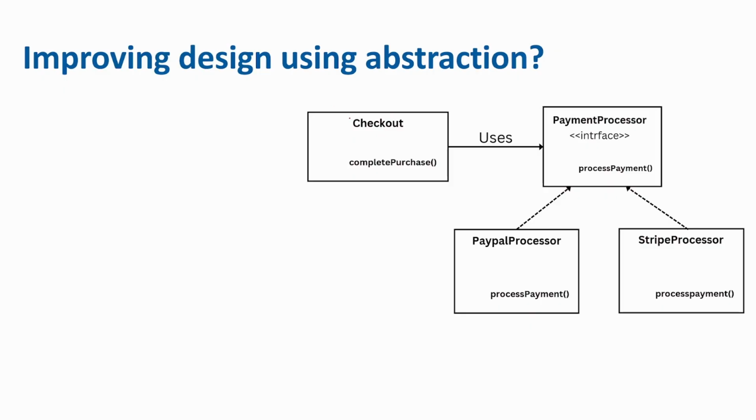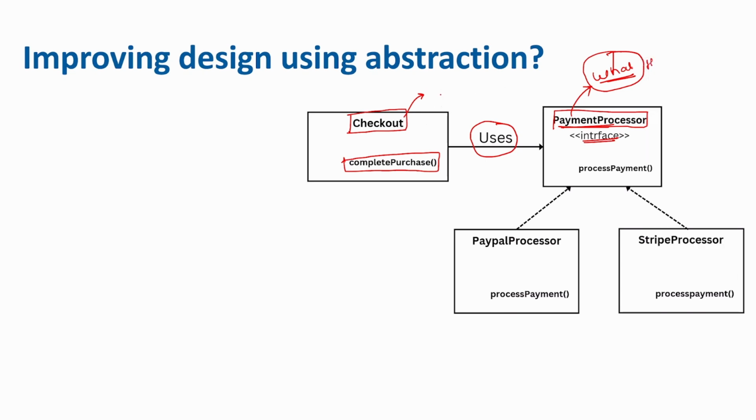Basically, we have one class known as the Checkout class in our previous example, and in this there is one method called completePurchase. Earlier, this Checkout class directly depended on the payment processor. Instead of directly depending on the payment processor, this Checkout class will use an interface known as PaymentProcessor. And what does this interface do? It only defines what should be done.